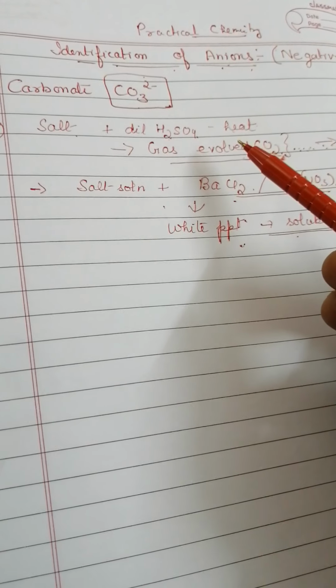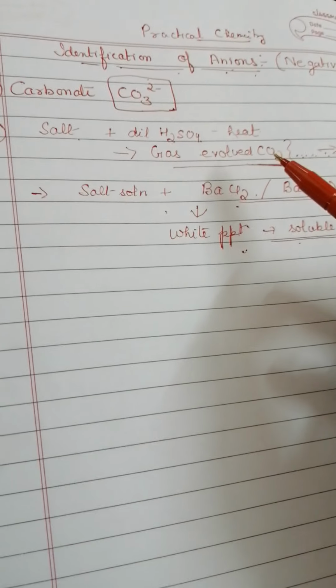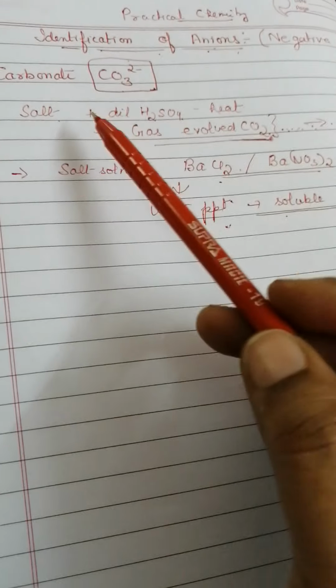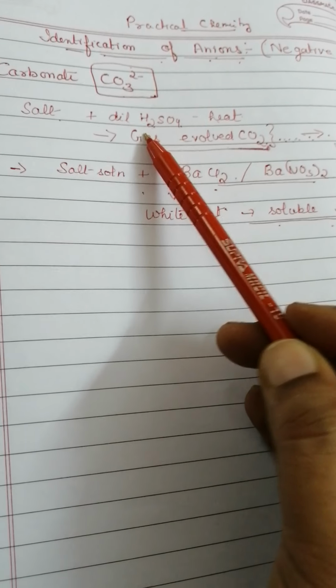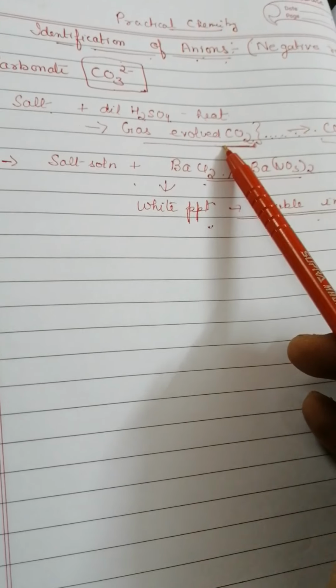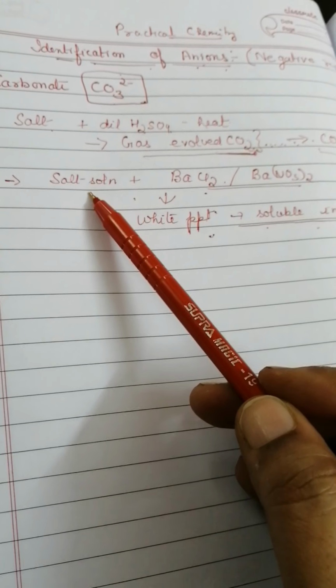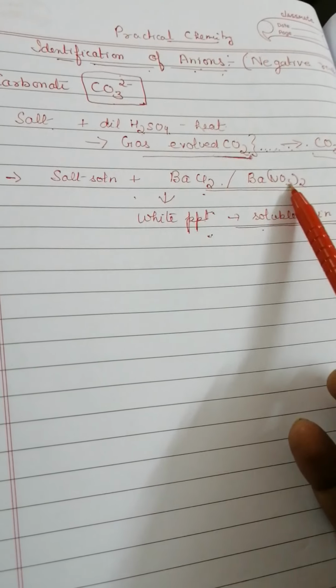Out of these, it's not necessary that you do all the tests. Sometimes you may get an observation question, and sometimes they can ask you the anion present when the test is given to you. So the questions may be given in different ways, and you need to know both the tests. If you take the salt and add dilute sulfuric acid and carbon dioxide gas is evolved, you know the observation, and the anion is carbonate ion. The other thing is, when you add barium chloride or barium nitrate to the salt solution, a white precipitate is formed which is soluble in dilute HCl.